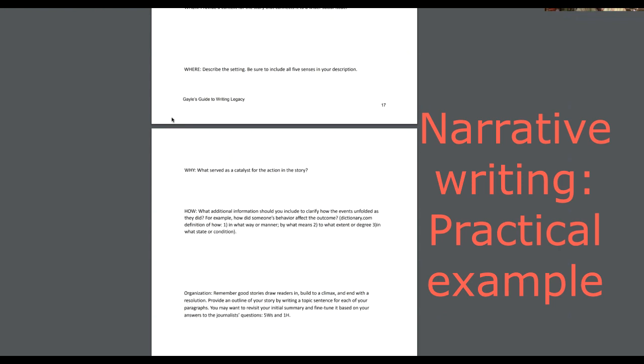The final reminder on this sheet is to remember that good stories draw readers in, build to a climax, and end with a resolution. Provide an outline of your story by writing a topic sentence for each of your paragraphs. You may want to revisit your initial summary and fine-tune it based on your answers to these journalists' questions. So you might want to lay out an overall outline because you're not just going to answer these questions, who, what, when, where, why, but all of your answers will be infused throughout the narrative.